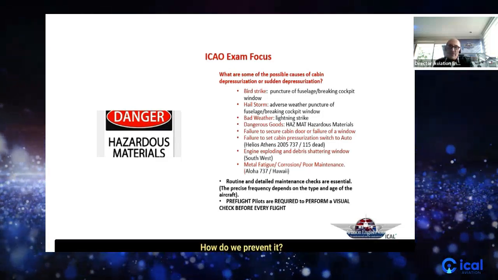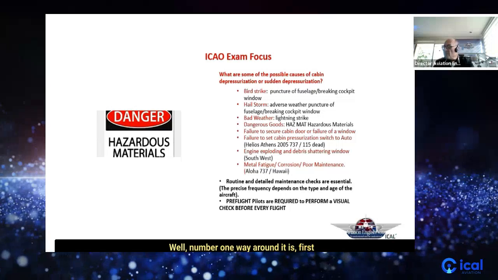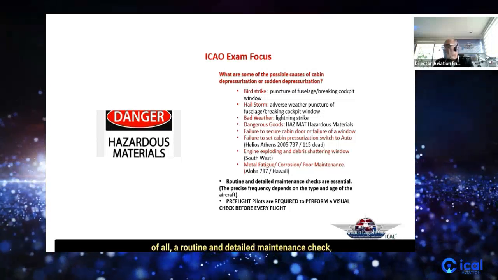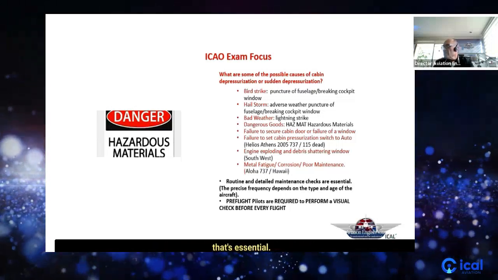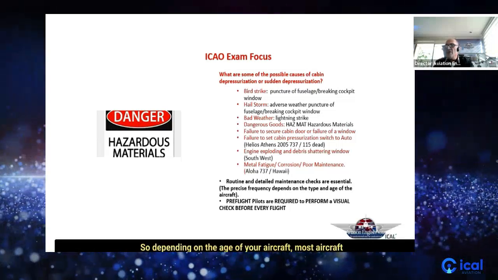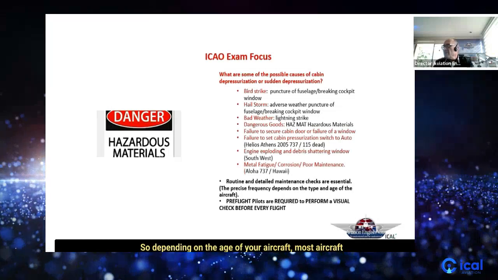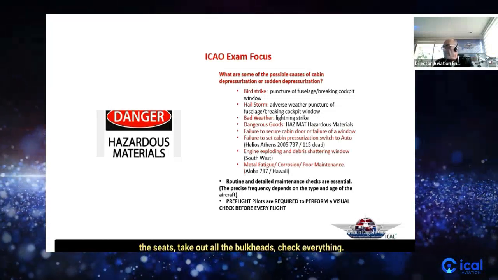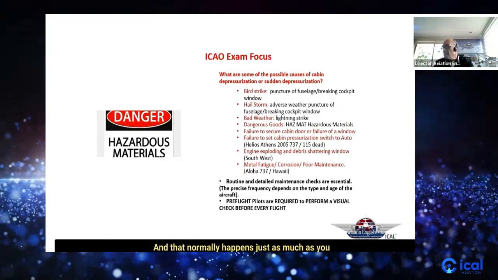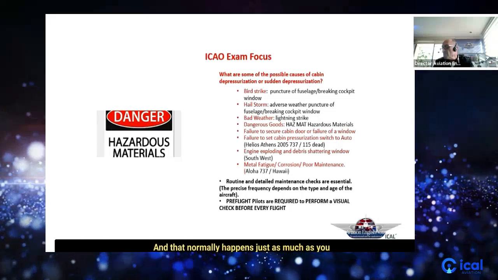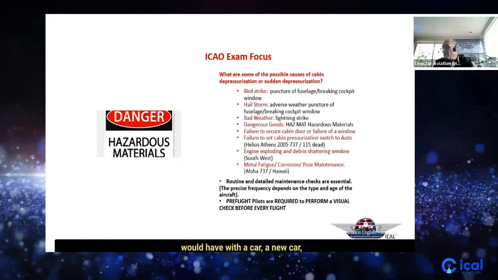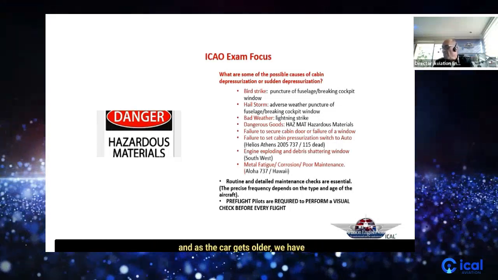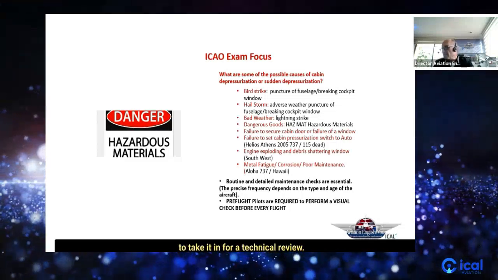How do we prevent it? Well, number one way around it is, first of all, a routine and detailed maintenance check. That's essential. And so depending on the age of your aircraft, most aircraft go through a complete check where we take out all the seats, take out all the bulkheads, check everything. And that normally happens just as much as you would have with a car, a new car. And as the car gets older, we have to take it in for a technical review.